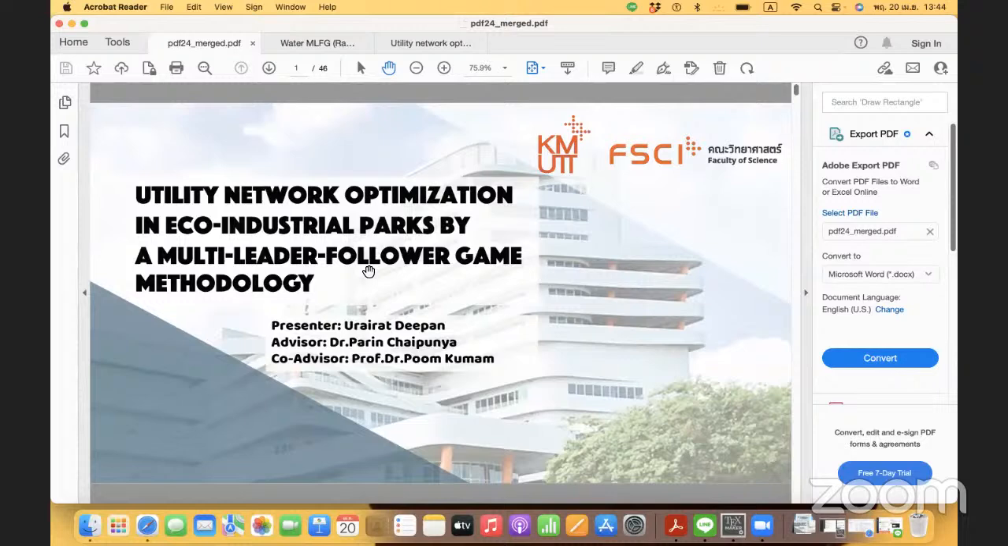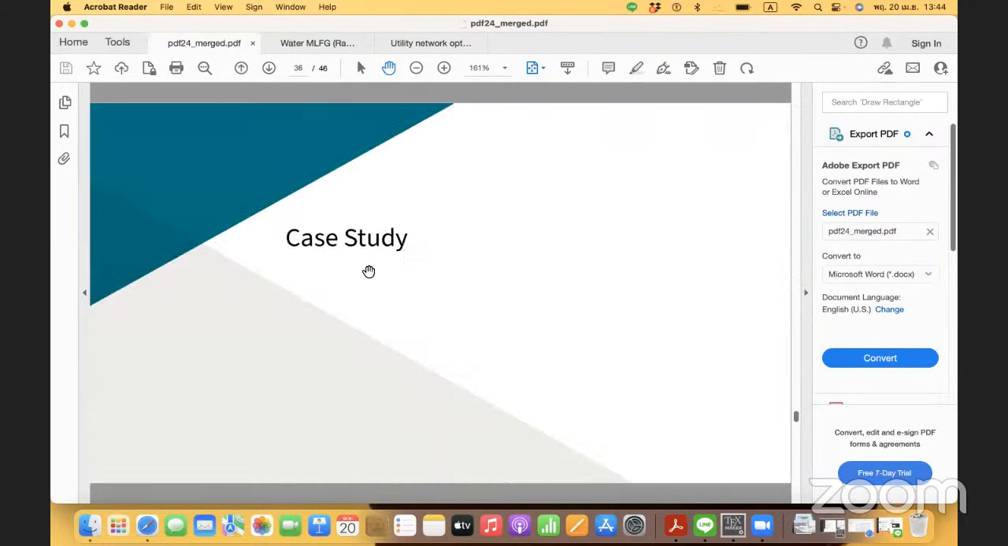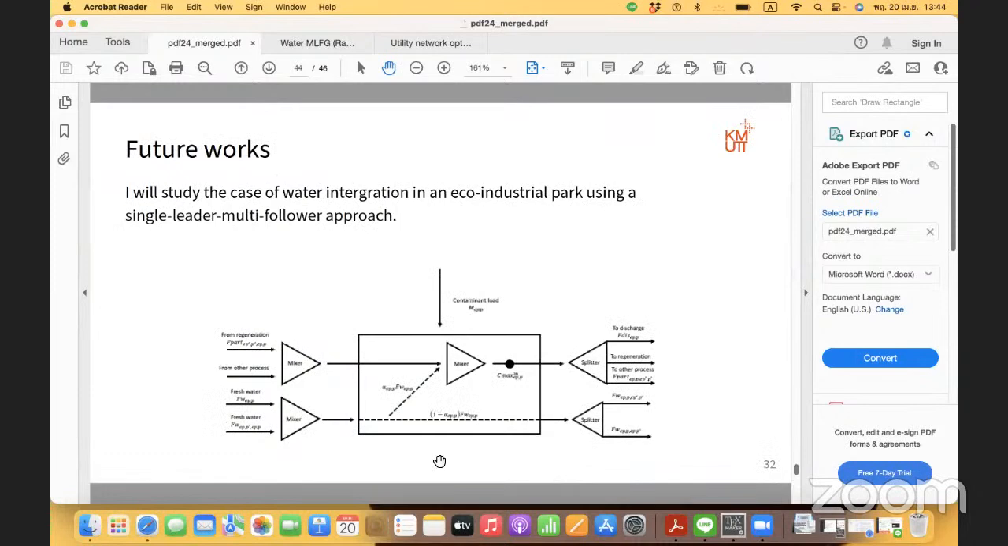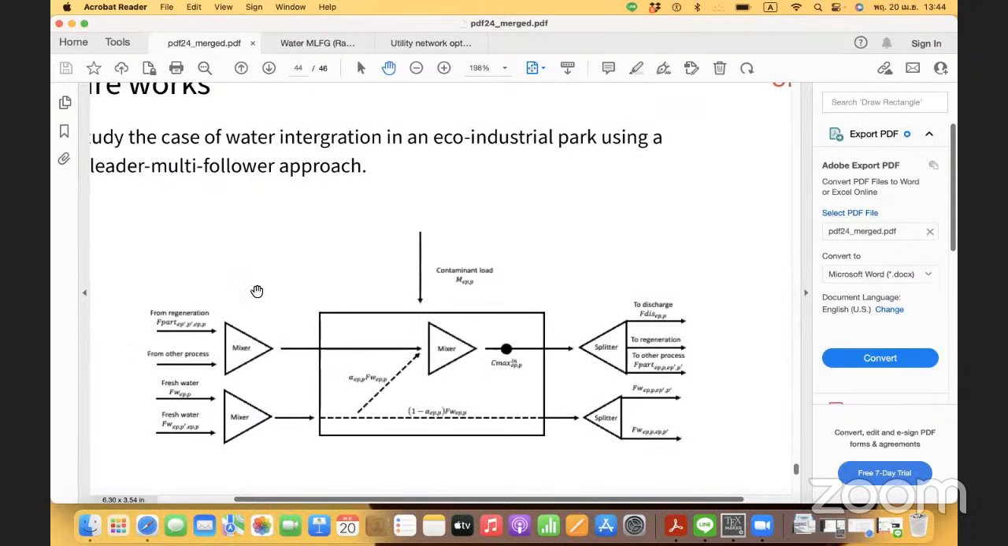Can you go to the future work slide, right? Okay, yes. Sorry, the picture is not clear. Oh, so you wish to consider another case study, right? Yes, in the water integration.